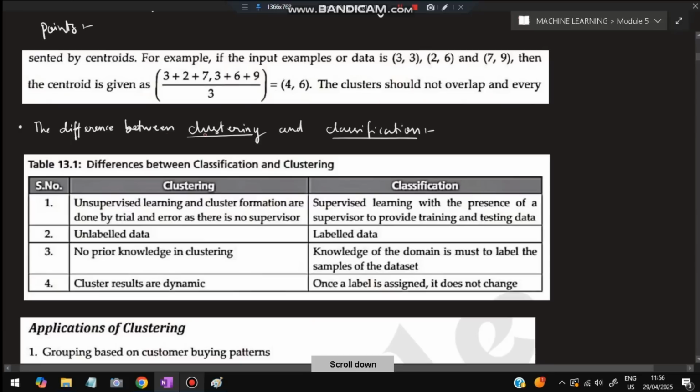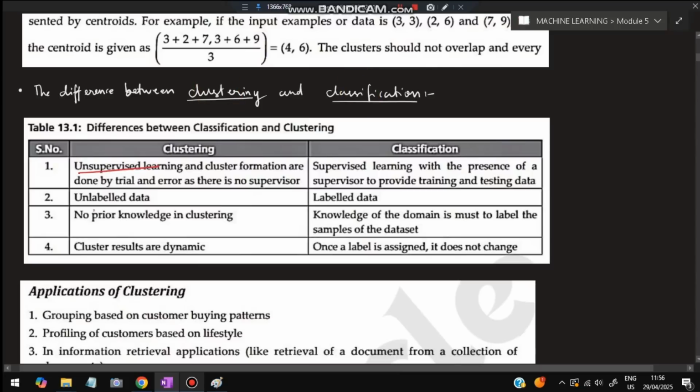Now, the difference between clustering and classification. Clustering is unsupervised learning. There is no labeled data and prior knowledge is also not there, and clustered results are dynamic. Here in supervised learning, there is training and testing data, so data is already present. This is cat, this is dog. Based on that, the model will be trained: cat looks like this and dog looks like this. But in unsupervised learning, cat and dog are mixed here and it is not given. So based on the similarities, it will classify this is cat, this is dog.